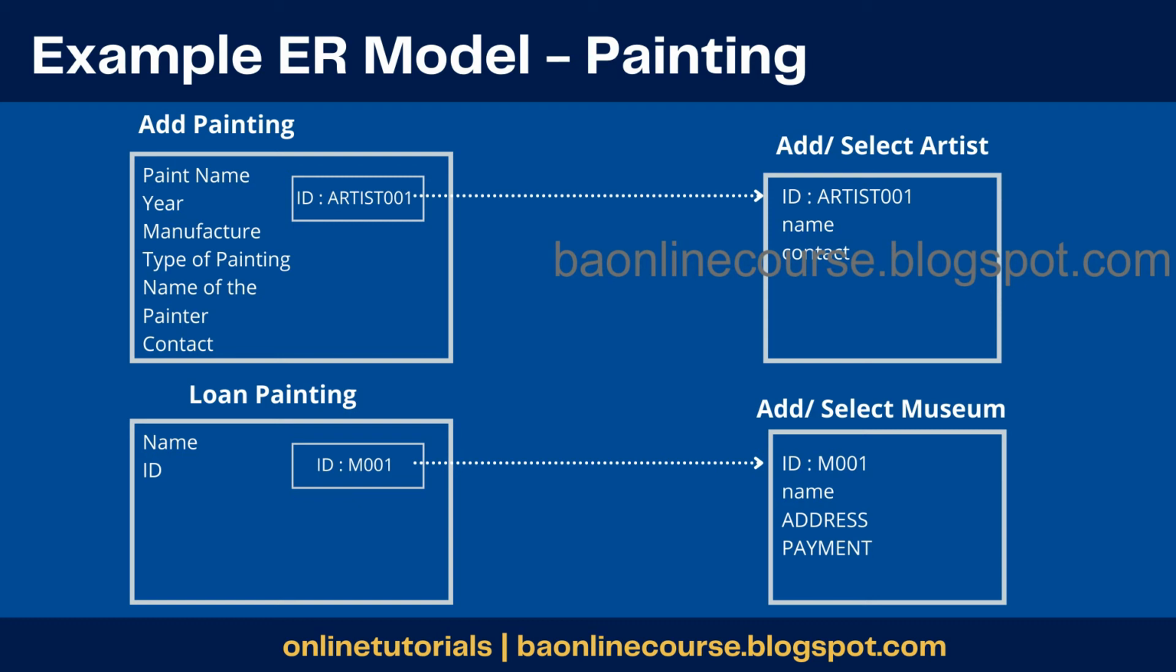So you could search for a painter if it's already captured in your system. If it's a new painter, you can add a new painter. So there is an add painter option coming up. Add or select the painter.